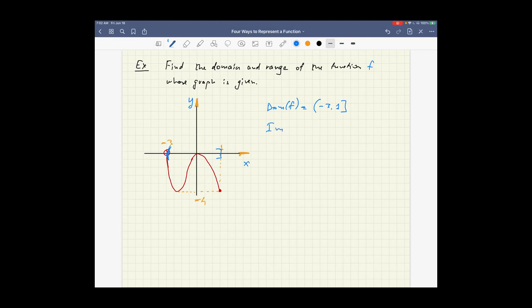However, the image, that's along the y-axis. That's all the y values for which there exists an x such that y equals f of x, is the entire interval from -4 to 0 and all values in between. All horizontal lines from -4 to 0, including -4 and 0, intersect the curve at least once.